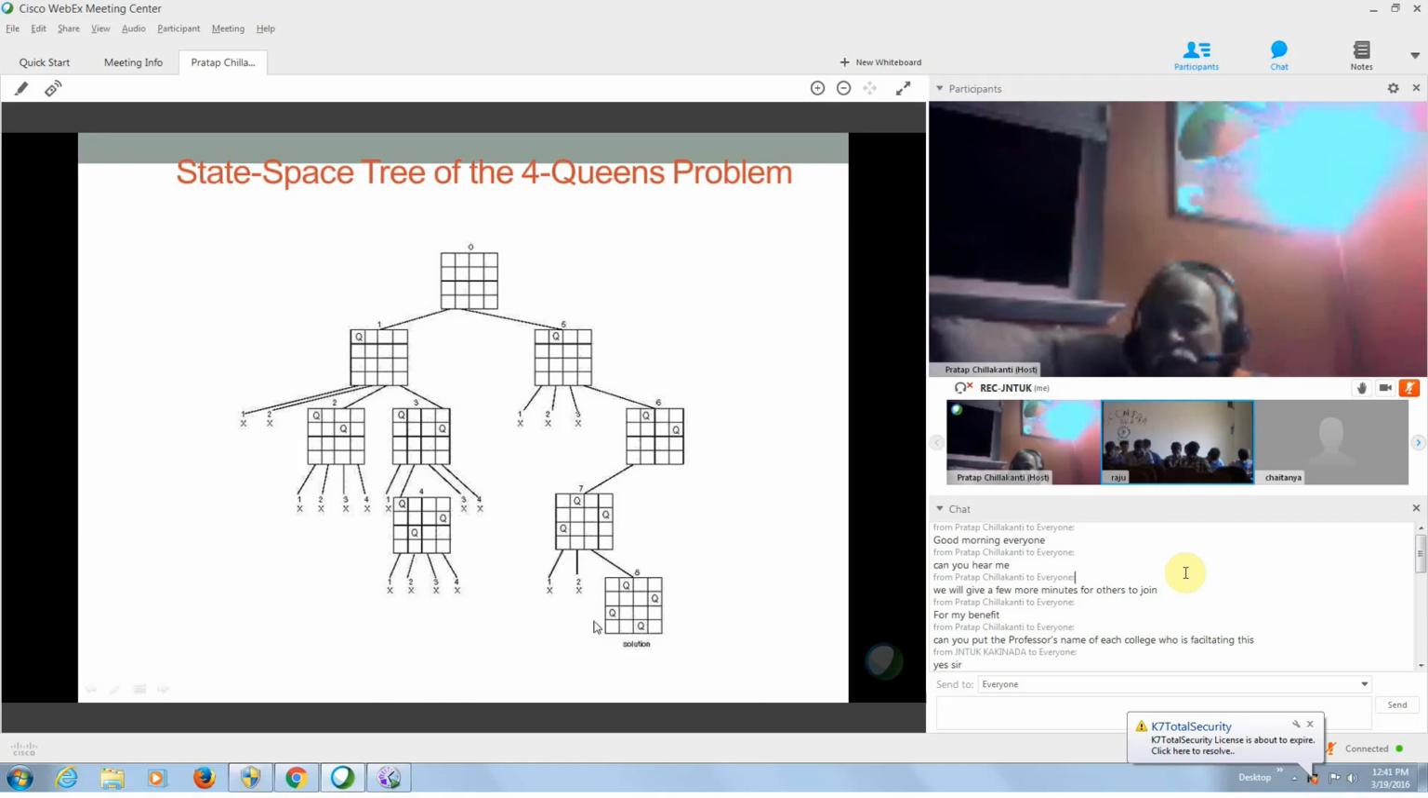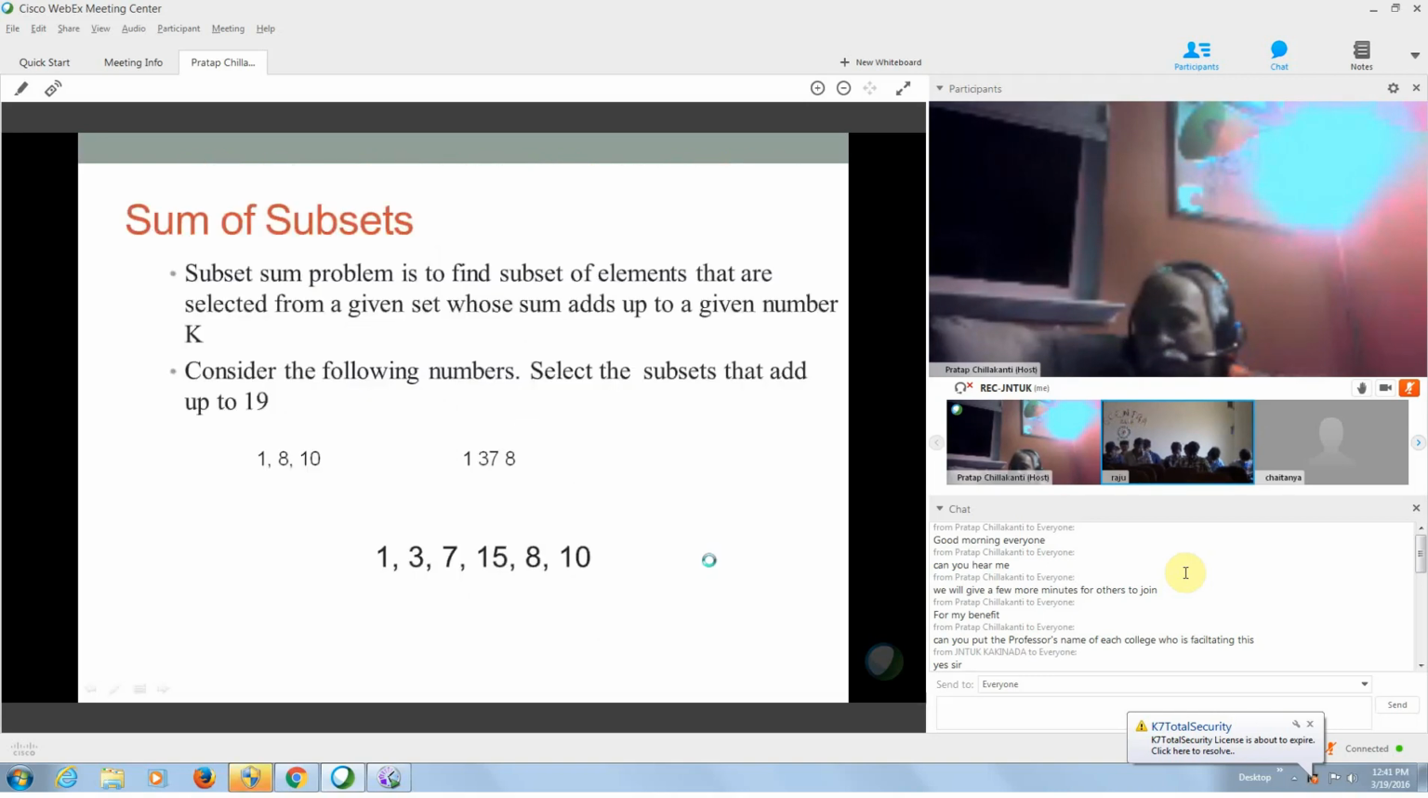And then the algorithm shows you how to backtrack. Eventually you come to the right side. Okay, you arrive at the solution here. That is 8 queens.